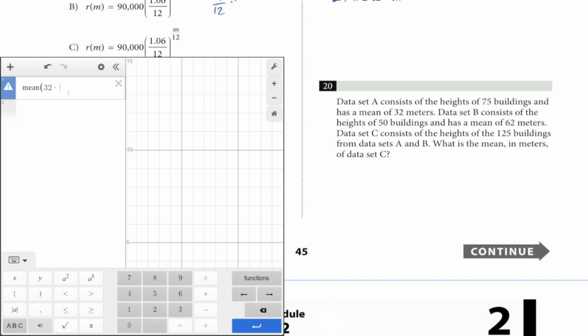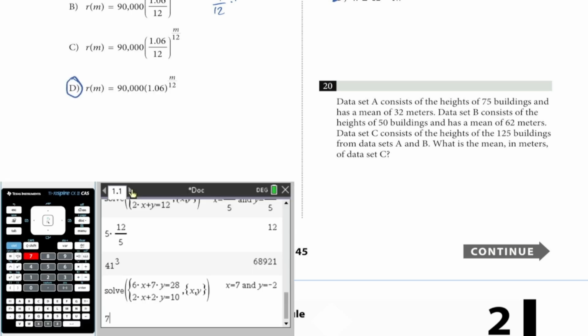And actually, mean this way is actually going to be a little bit tough. We're actually not going to do mean this way because now I'm thinking about it, Desmos doesn't work well with doing it that way. So we're going to use our calculator. To do mean, we're going to add them. So actually, I'll write it down what we're going to do. So we're doing 32 times 75. And then we're going to add to that data set B. Well, that's a mean of 62 times 50.